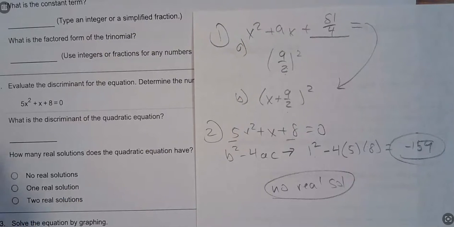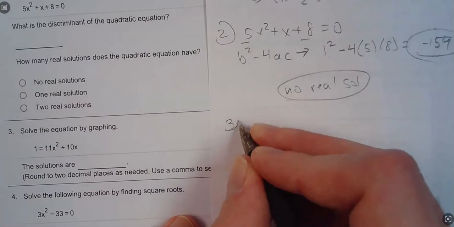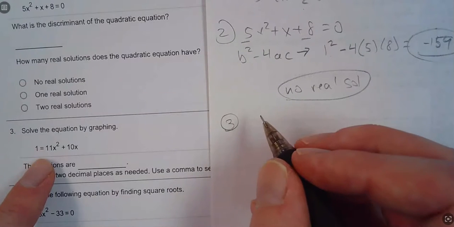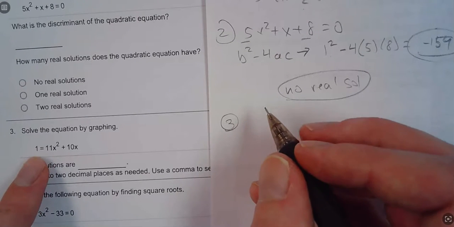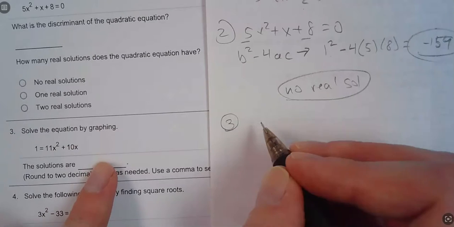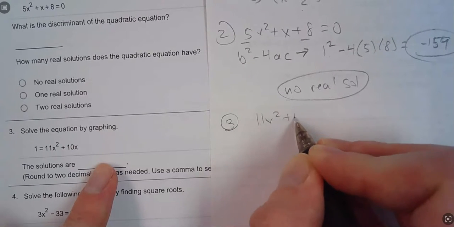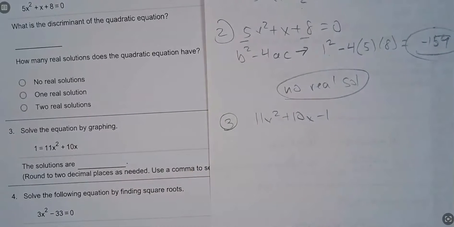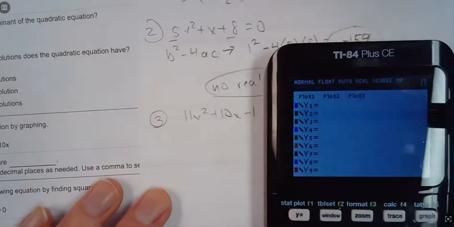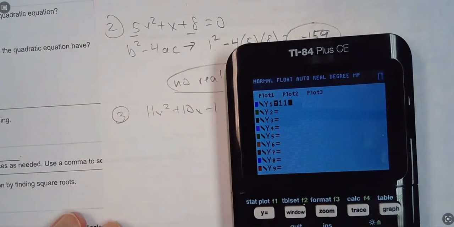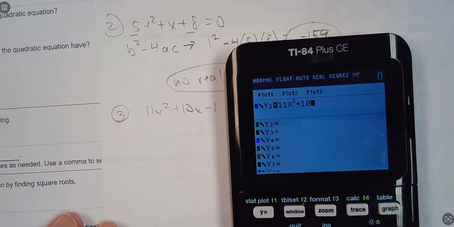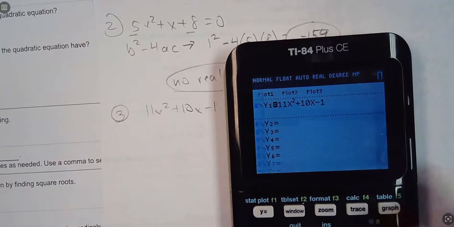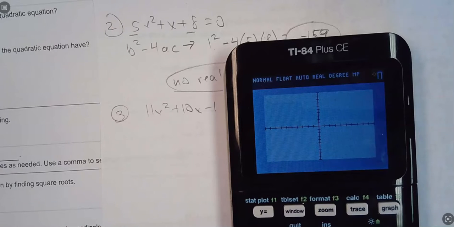Okay, number 3. Here's my problem, and it says to solve by graphing. So first off, make it equal to 0. Bring everything to one side. So this will be 11x squared plus 10x minus 1. And that's what I'm going to type into the calculator. I'll go to y equals, so y equals 11x squared plus 10x minus 1. And I get something like that.